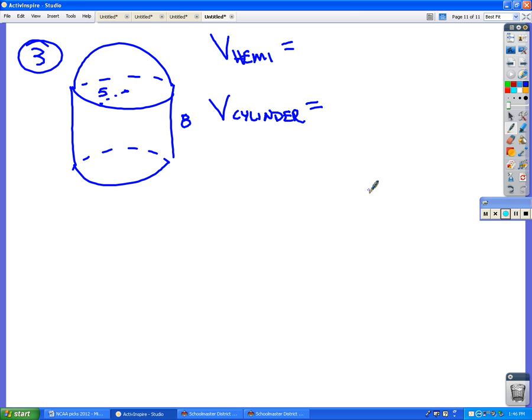Volume of a hemi, yeah? Hemi-cuda. Yeah. Barracuda with a hemi engine in it. What?